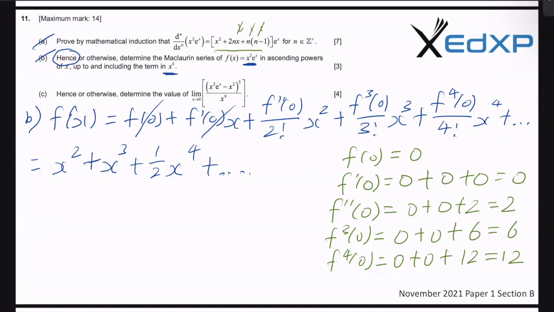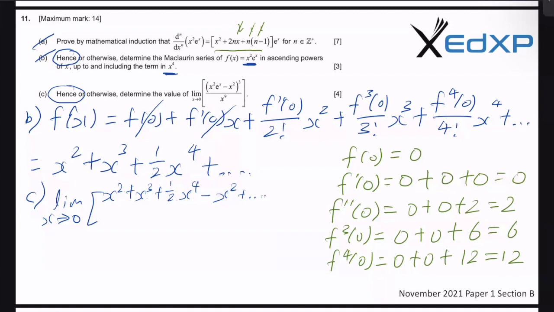Let's move on to part C, hence or otherwise. Let's try to use hence, that'll be most useful. We want to determine the value of this expression in the limit when x goes to 0. x squared e^x, which I've already done for the Maclaurin series, so I can sub it in, x squared plus x cubed plus half x^4. There's a minus x squared over there. And of course we have a series of terms that we don't need at this point, and we divide it by x power 9, and this is power 3 at the top.